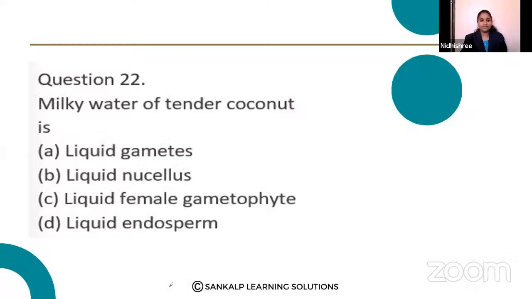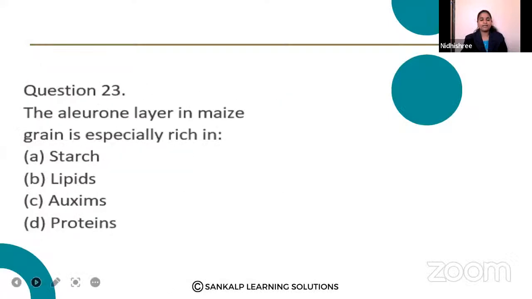Now let us solve two or more questions. The next question is: the aleurone layer in maize grain is especially rich in what? Starch, lipids, auxin, proteins. Who is going to answer this? Okay. The right answer is option D, that is protein. Aleurone means it is related to protein. Remember that.